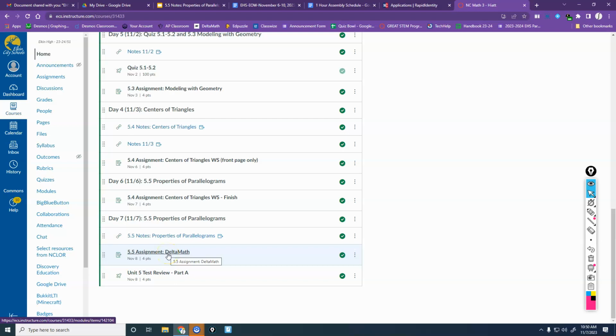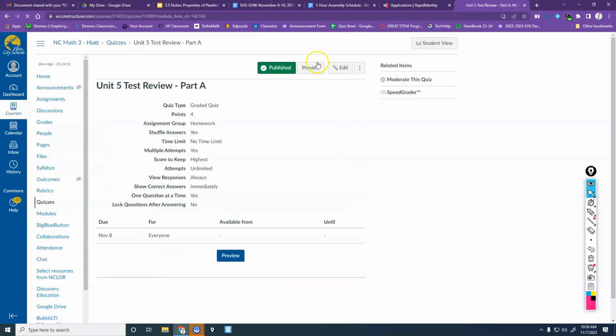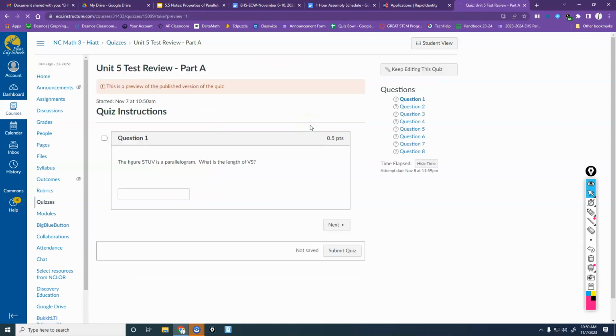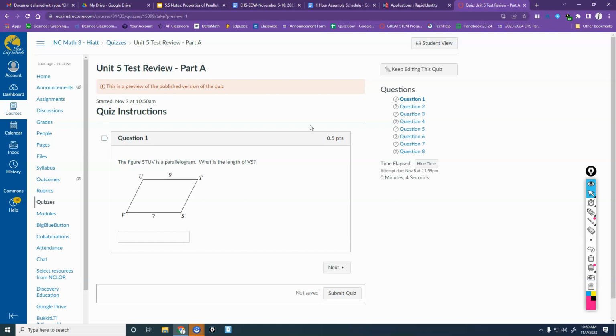The first thing you're going to do is the Delta Math. I think most of you should get that done before you go, if you're doing your work. And then I have made a short review on Canvas that you are going to do. That one is homework tonight. It has 8 questions. It will tell you the answers. You can retake it if you do badly on it.